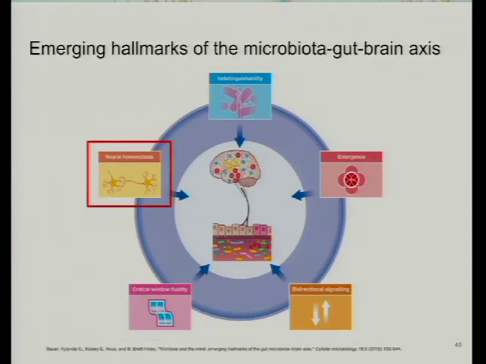And lastly, I want to touch on neural homeostasis. Again, I touched on the BDNF factor, which is involved in neural protection and just keeping a healthy brain. And so, again, the microbiome might also be implicated in keeping a healthy and normal brain state and behavior.